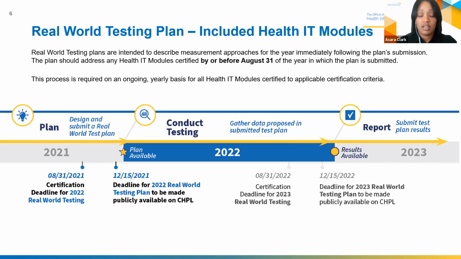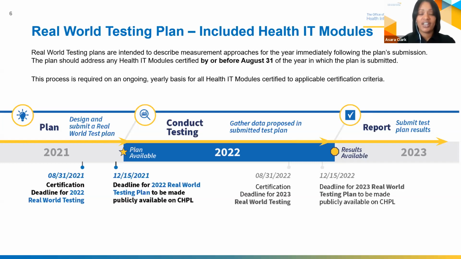All right, so all of your certified health IT that has the applicable real world testing certification criteria included within its scope, as of August 31st of last month, 2021, should be included in your plan that you're going to submit to your ONC ACB. Now we're within this design and submit a real world testing plan phase that you see here above the gray bar. So what should be happening right now is you should be developing your plan.